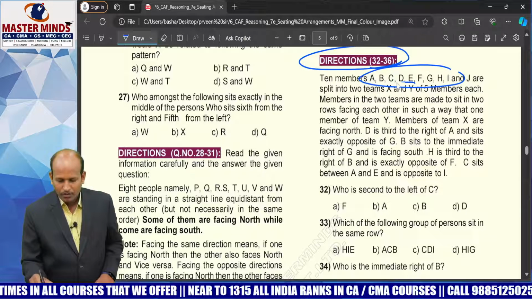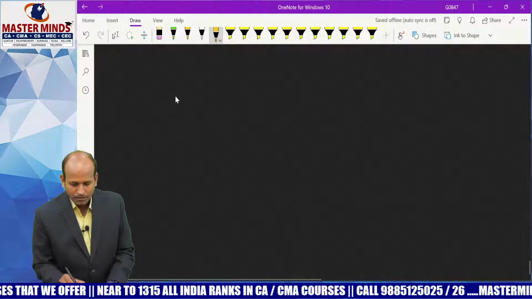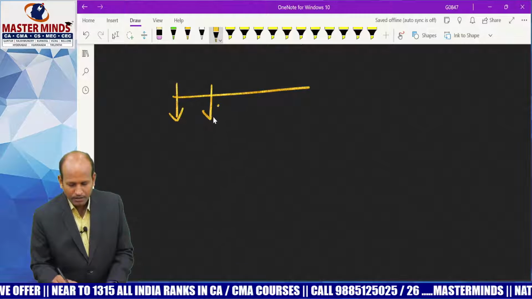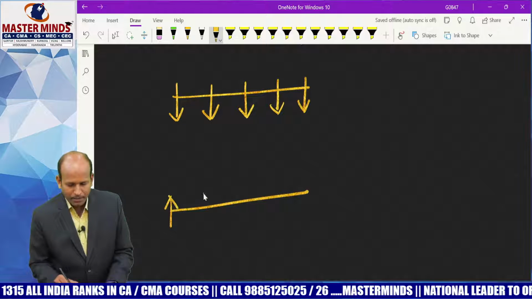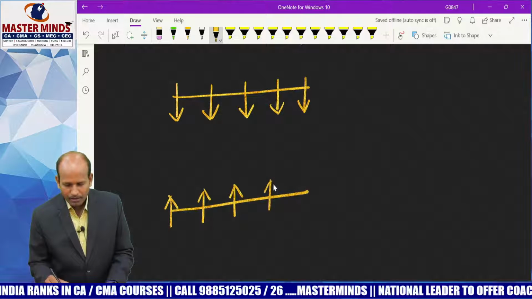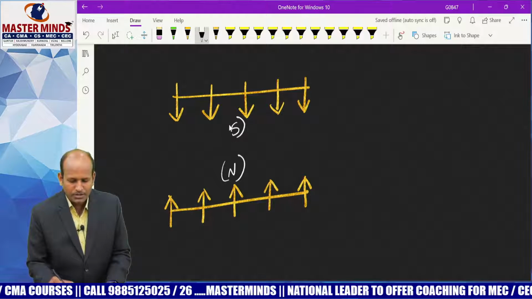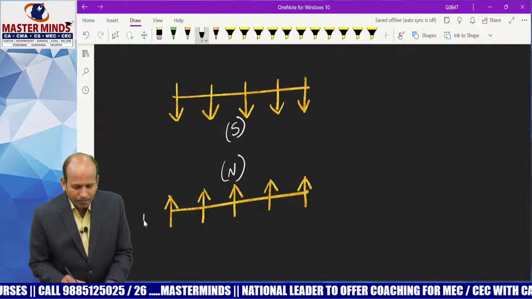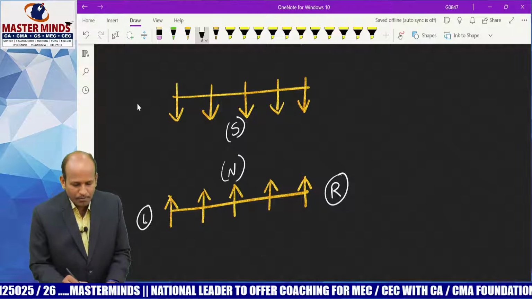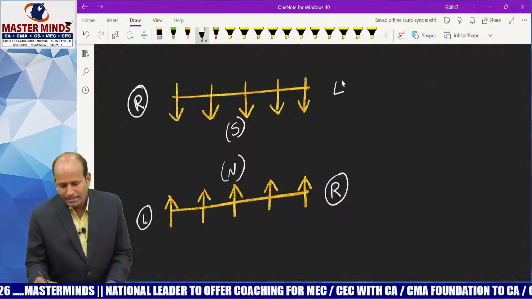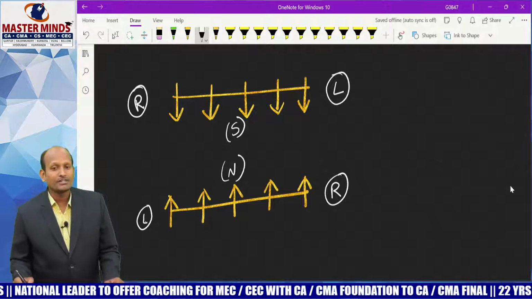seated in 2 lines. One is an X team, one is a Y team, of 5 members in each. So simply 5 members are in one team. That means south facing. 5 members are in another team and that means they are north facing. So actually the north facing members are opposite to south facing members. The north facing members have left side and right side like this. The south facing members have right and left opposite. That means our left side becomes right side for the south facing members.